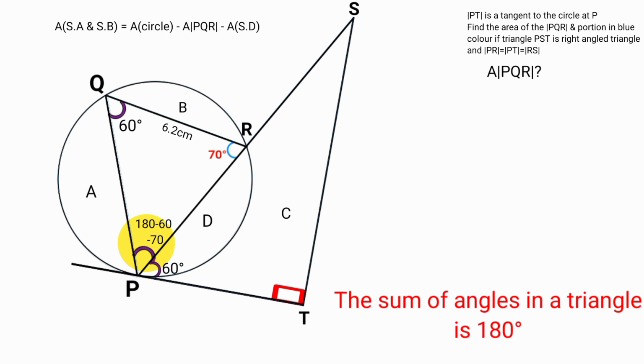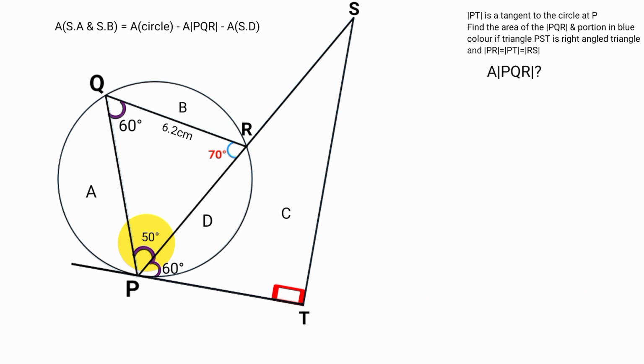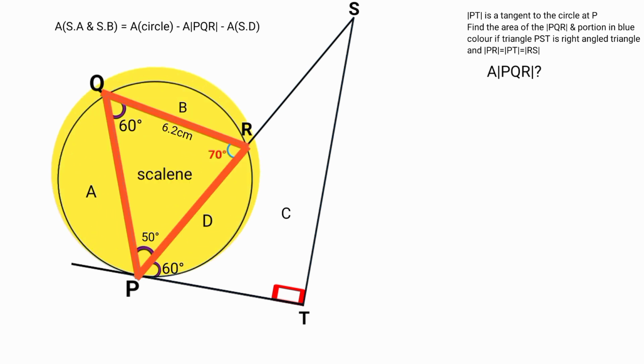180 minus 60 minus 70 is 50 degrees. So we can see that none of the angles of the triangle are equal, and hence triangle PQR is a scalene triangle. So since we have the sizes of all the angles of the triangle and one of the lengths of its sides, we can use that to find the length of the other sides using the sine rule.